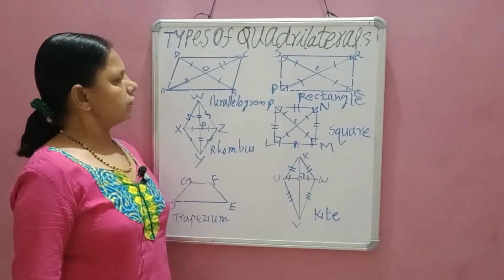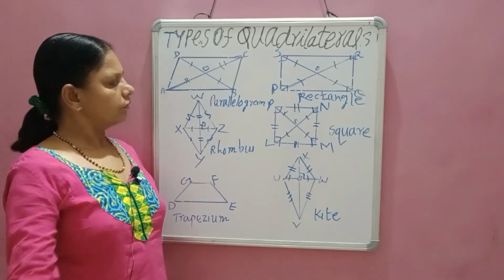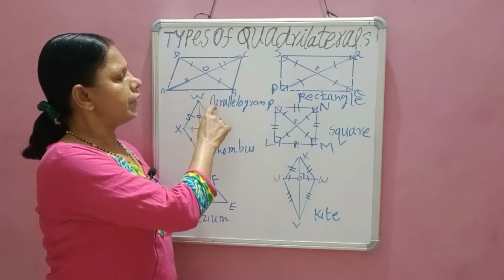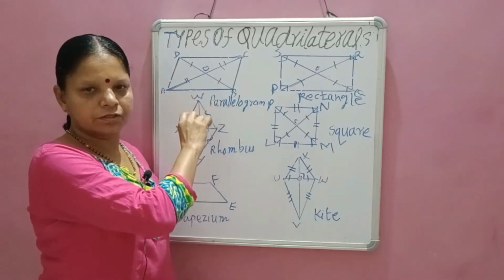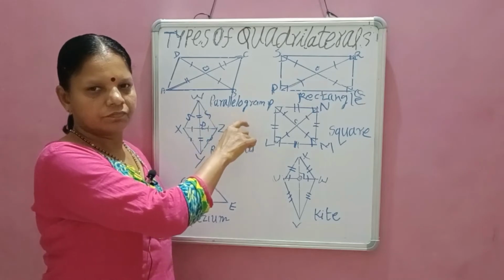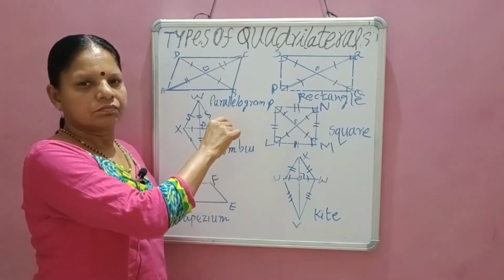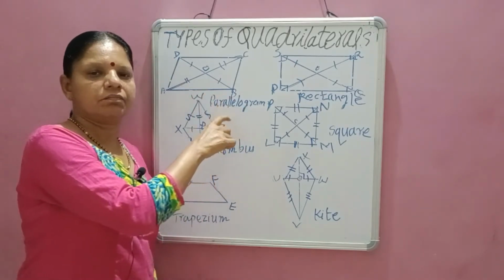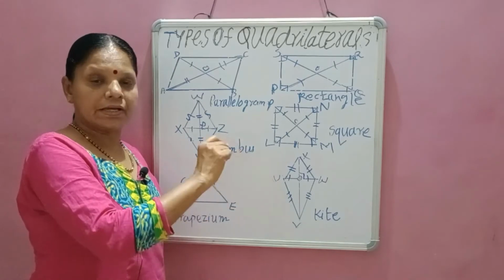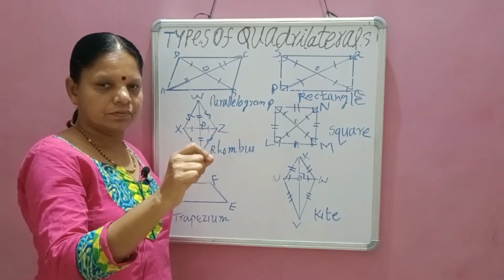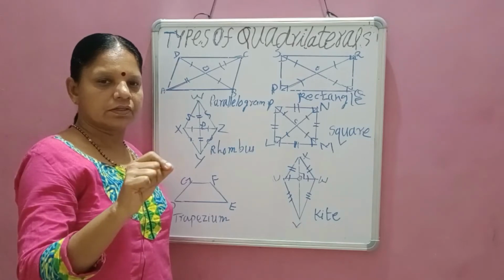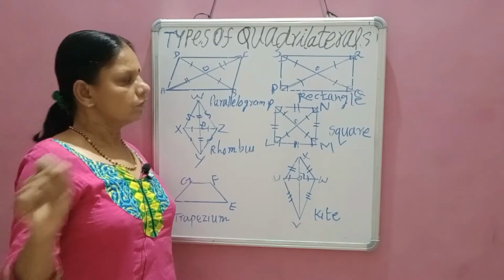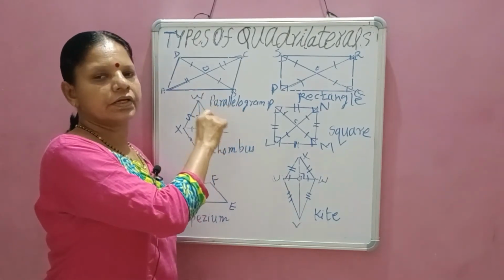The first figure is parallelogram. First, we will find the definition of parallelogram. When does the quadrilateral become a parallelogram? Parallel, you know parallel lines. They will never intersect each other on extending either side. So from this word only you will get the definition.